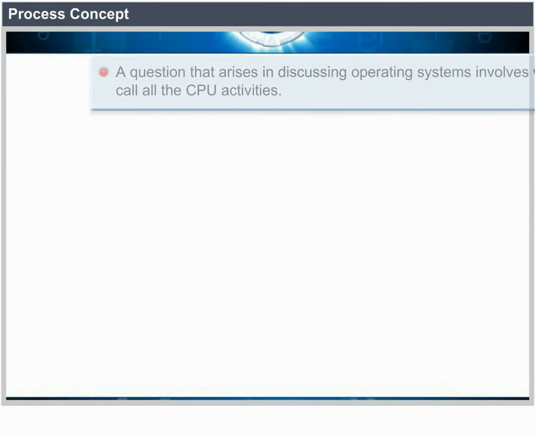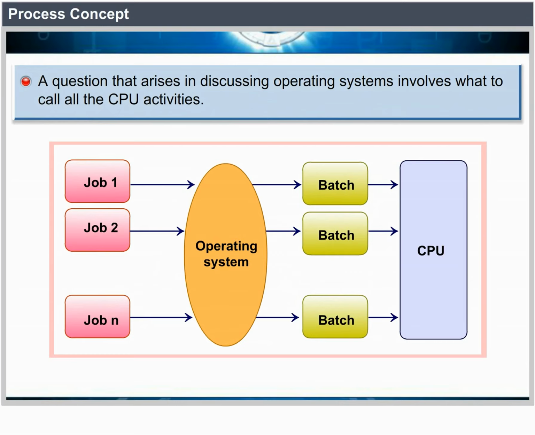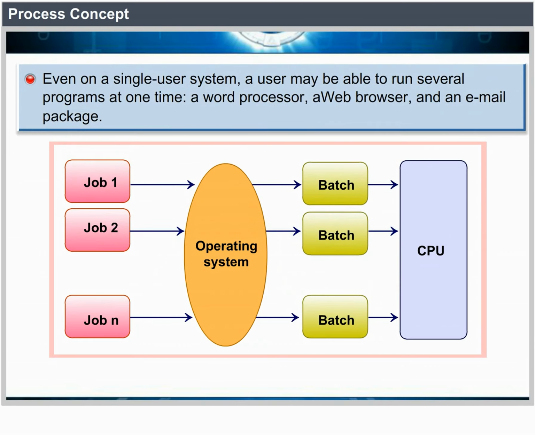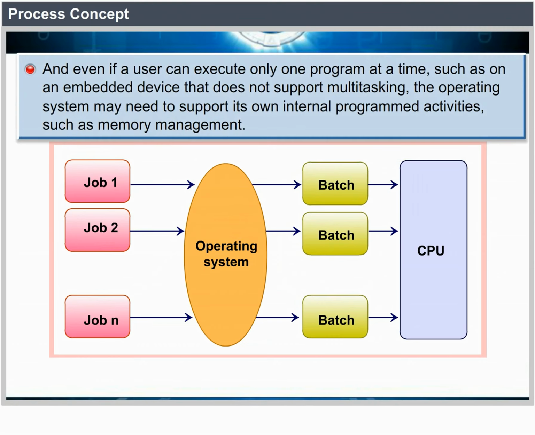Process concept. A question that arises in discussing operating systems involves what to call all the CPU activities. A batch system executes jobs, whereas a time-shared system has user programs or tasks. Even on a single user system, a user may be able to run several programs at one time: a word processor, a web browser, and an email package. And even if a user can execute only one program at a time, such as on an embedded device that does not support multitasking, the operating system may need to support its own internal programmed activities such as memory management.